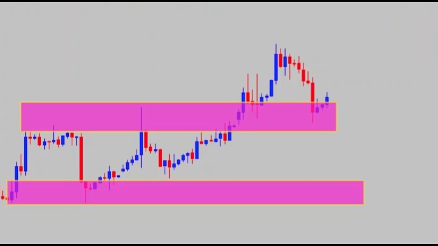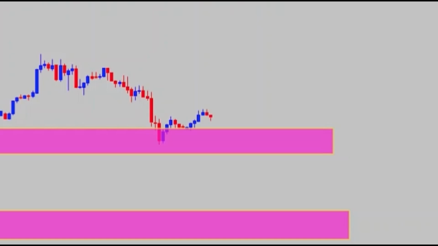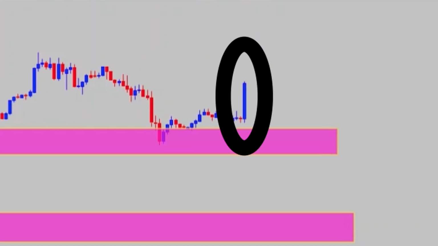Now we would move to the lower time frame to see the bullish confirmation of the market, and once we get it, we would place the buy order into the market. On the lower time frame, the market has started making bullish candles. This big candle gave us the confirmation that we needed.